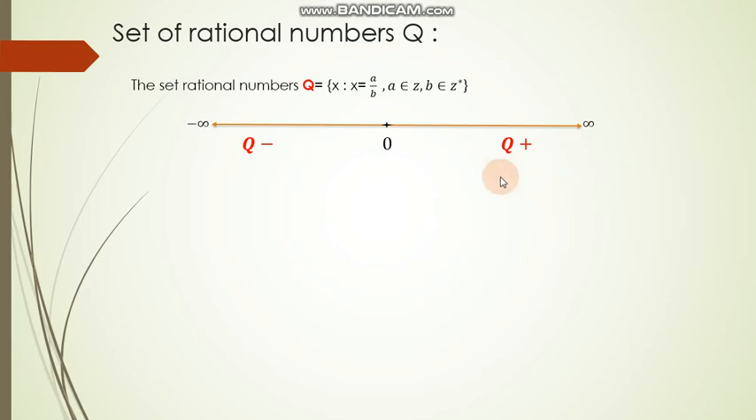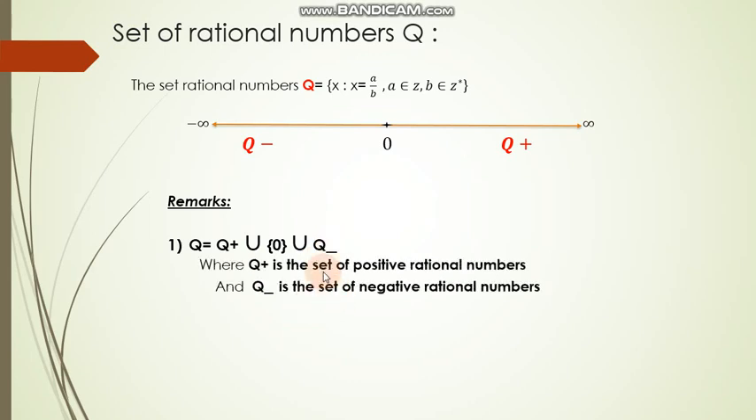And we can represent that on the number line. We can draw our number line and put 0 in the middle, draw the positive numbers on the right, Q positive, and draw the negative numbers on the left, Q negative. Remarks. Number 1: Q equals Q positive union the set of 0 union Q negative, where Q positive is the set of positive rational numbers and Q negative is the set of negative rational numbers.